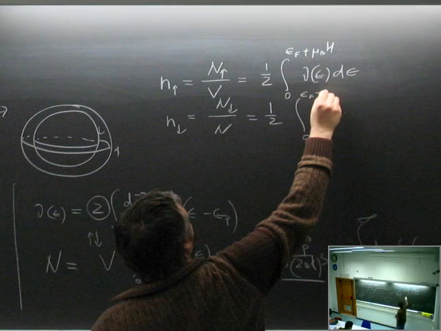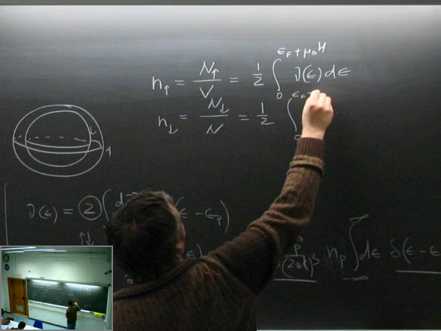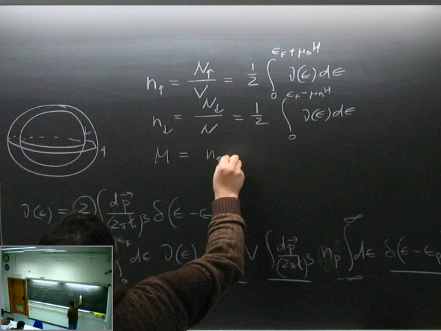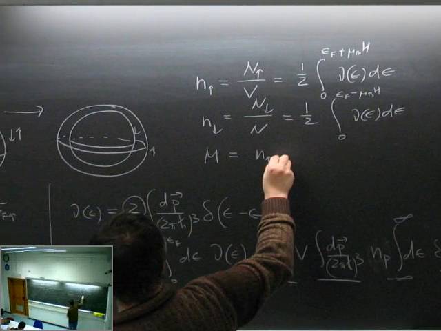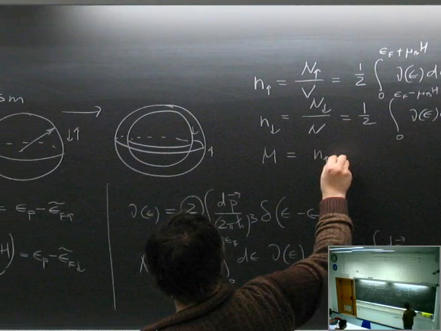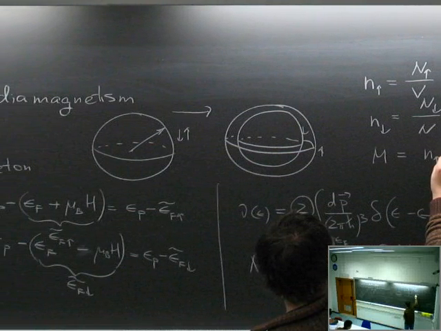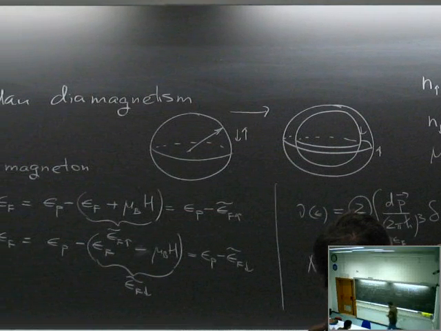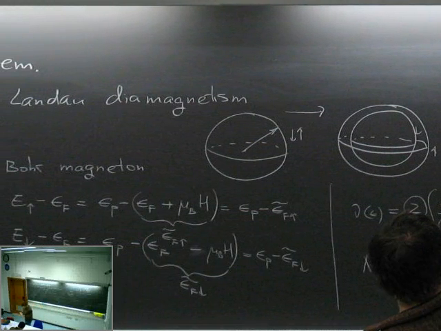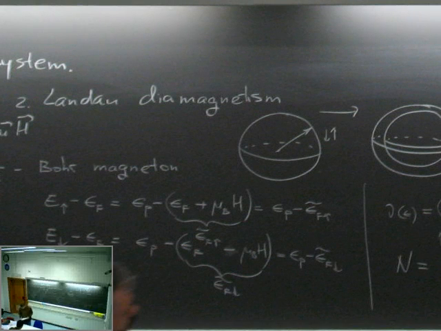And magnetization per unit volume, which is n up minus n down, can be written as... should I multiply by mu bar? Yeah, mu bar. Sorry.